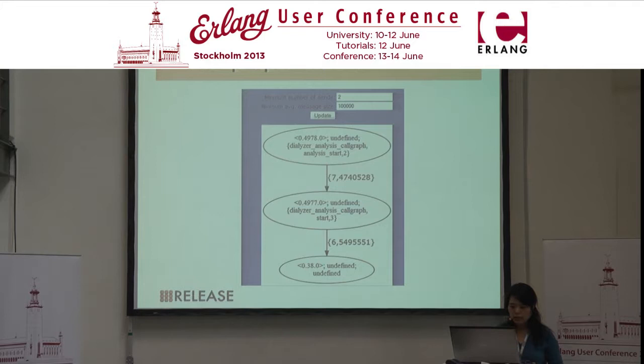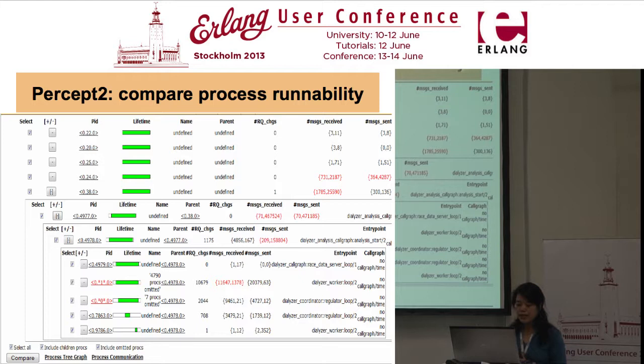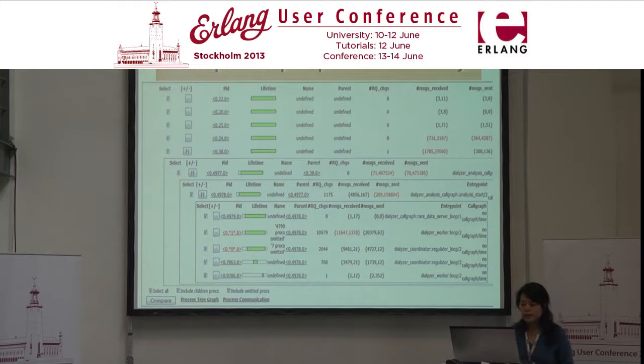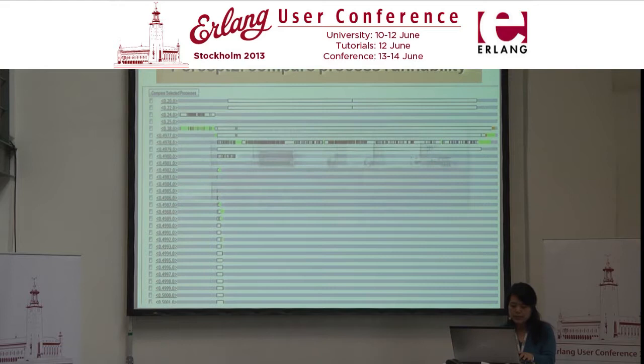There's another thing you can do: you tick the process boxes here because you want to compare the runnability. Of course, if there are too many processes, you can choose to ignore those hidden processes or those child processes with these ticks. But in the example, I think I ticked all of them. So we want to compare the runnability of those processes. If you press the compare button, you see the runnability of these processes. Actually, I can't show all of the processes here, but I got somewhere.